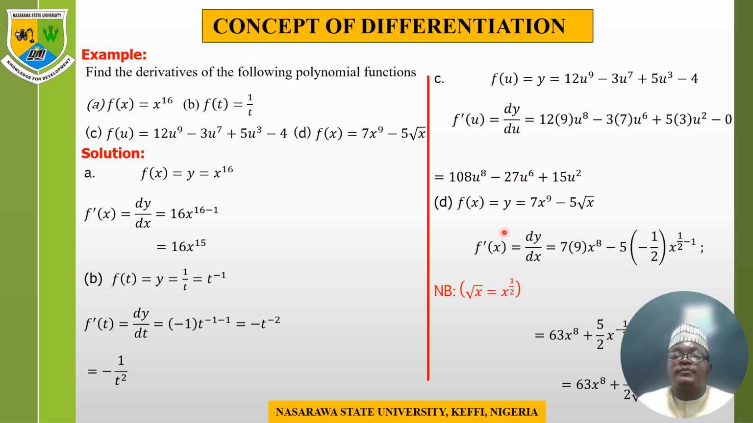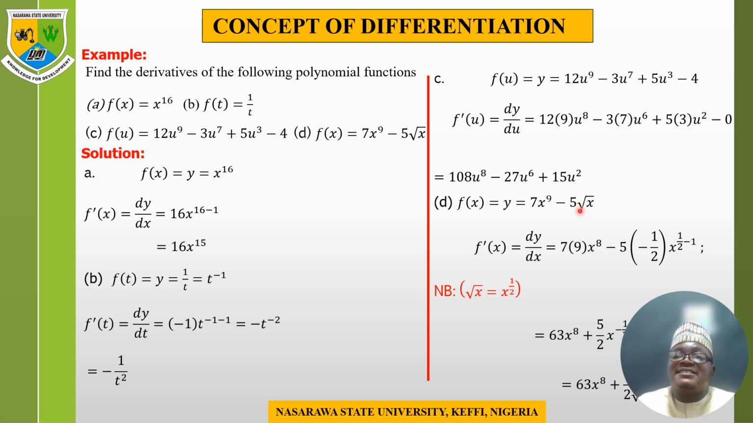Then the next one, we are going to differentiate this function with respect to x. In the function given here, the power of x is 9 and the coefficient of x is 7, from the fourth example. Then the power 9 is multiplying 7, which is this. Minus 1 from the power, 9 minus 1, we get 8.